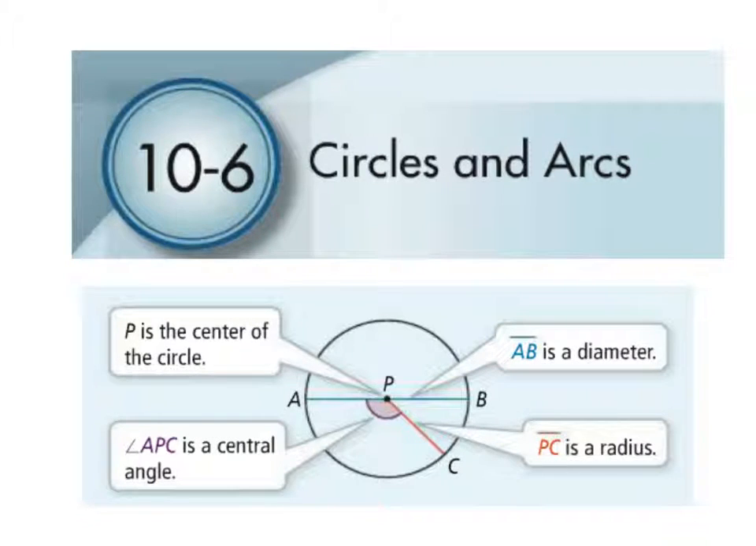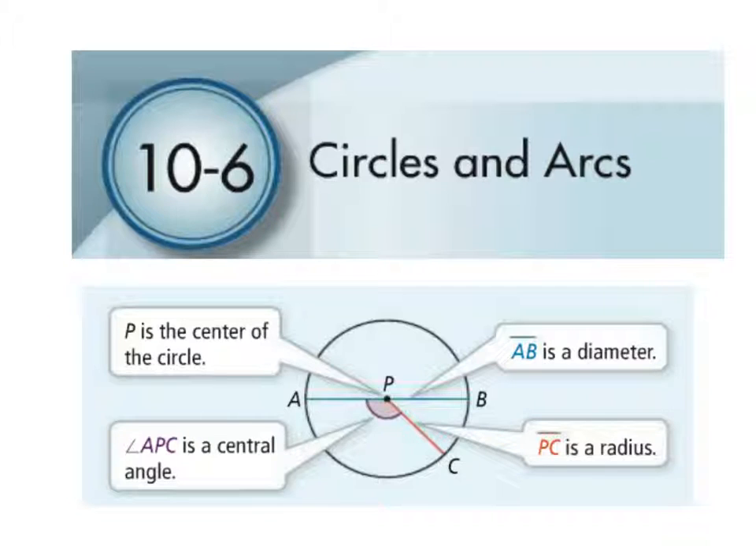Hi there. Today we're going to look at circles and the arcs that they create. Some of the things today are going to be terminology. So let's just look at this circle that we have. We have the center of the circle, which is the center point that the circle's created around. AB is a diameter. It goes all the way across the circle and goes through the center. A radius also goes through the center, but it only goes halfway across.